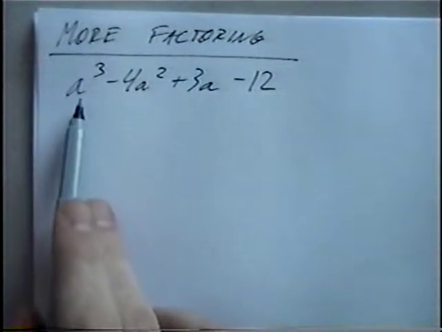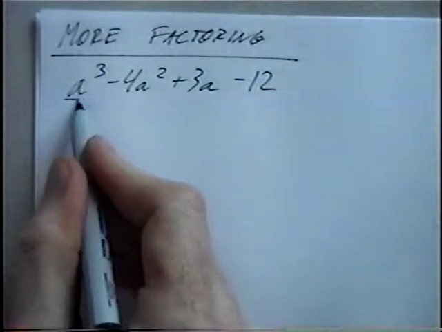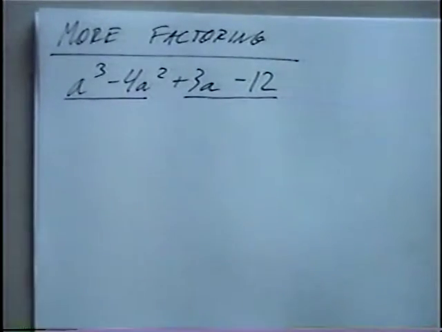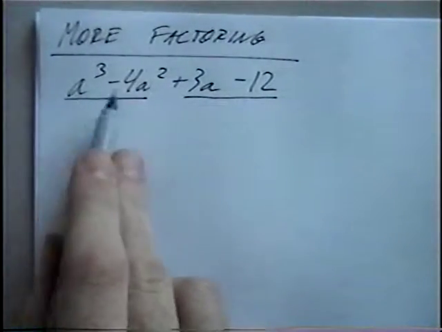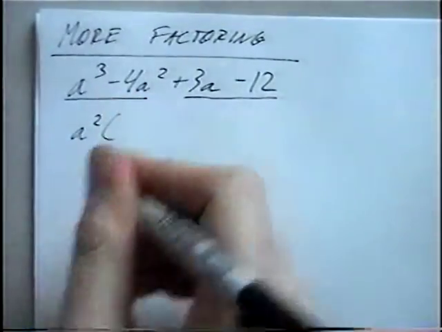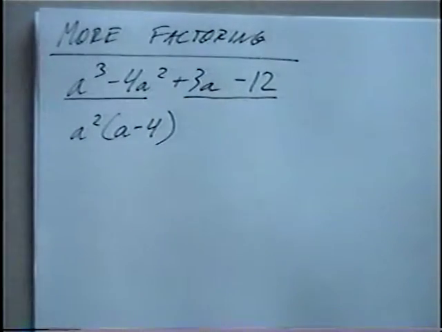On this question, when you have 4 terms, there's only one factoring technique that has 4 terms, and that's factoring by grouping. Best thing to do is underline the first 2 terms and underline the last 2 terms, and we'll factor each of these separately. This first term, you take out the greatest common factor, which is a squared. Factoring out a squared, you're left with a minus 4.